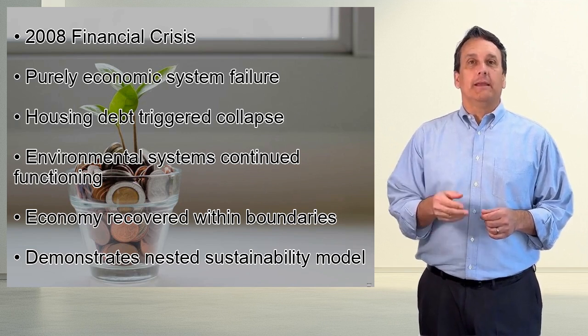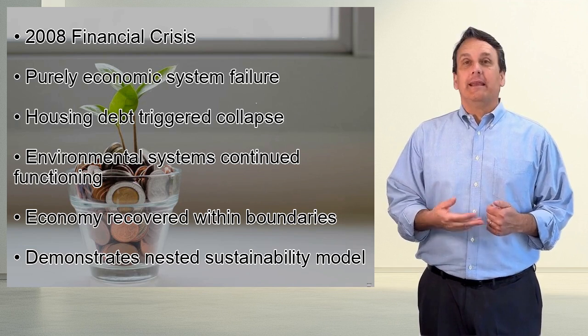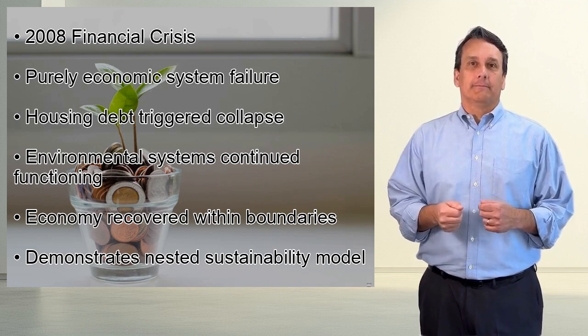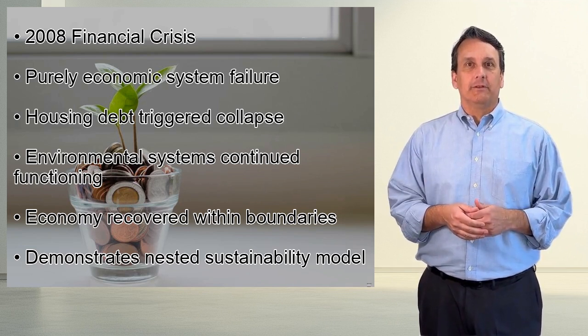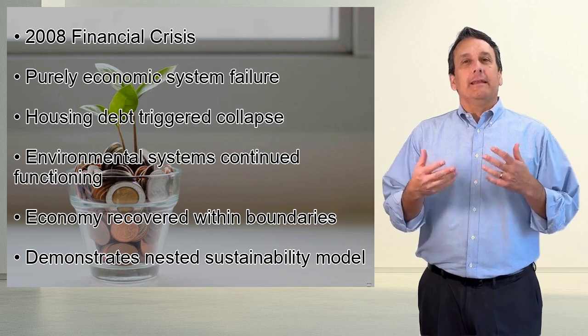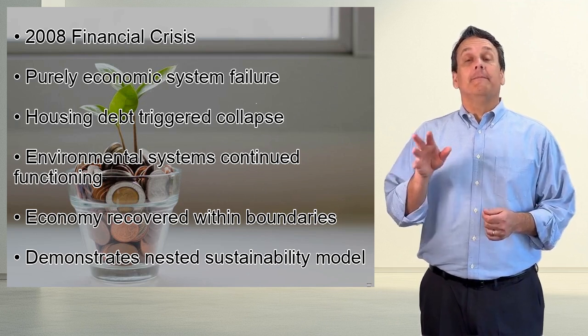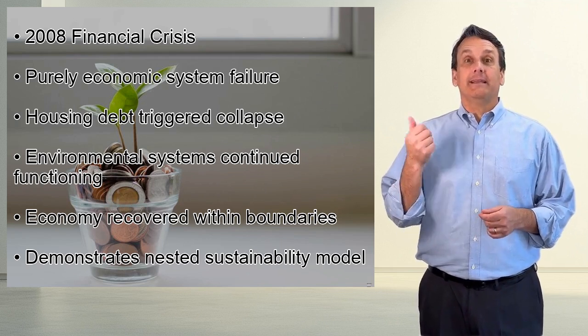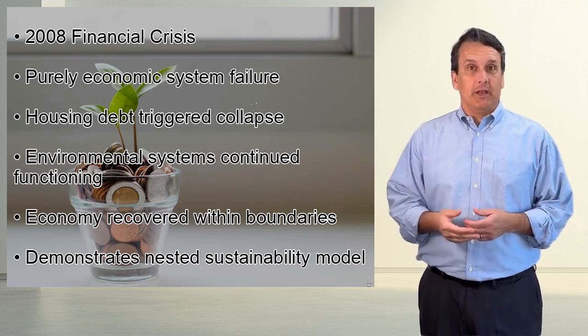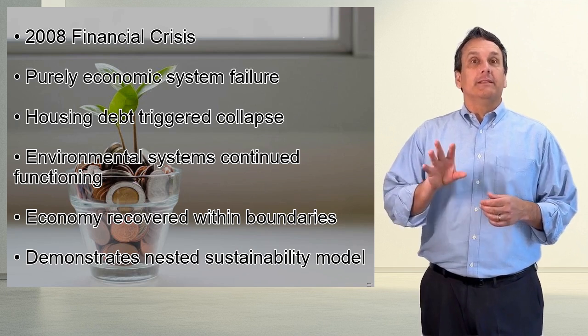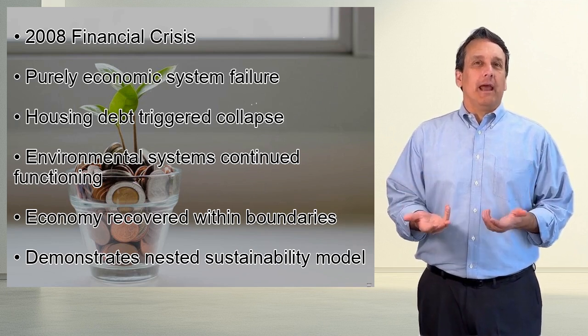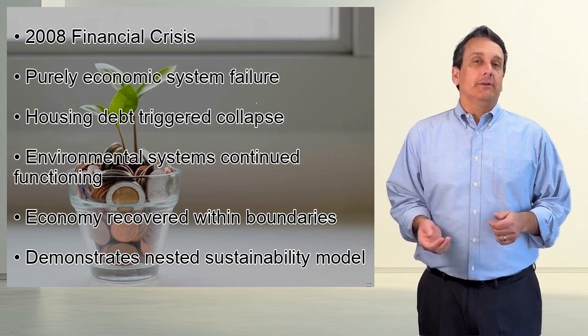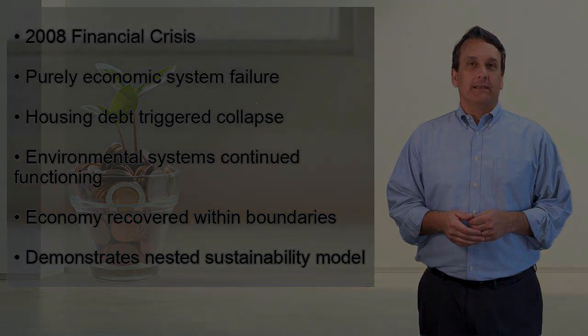Air and water quality didn't deteriorate as a direct result, and natural resources remained available. The recovery that followed demonstrated economic resilience within existing environmental boundaries. This case shows how economies exist as subsystems within both society and the environment, reinforcing the nested model, where economic failures don't necessarily cascade outward to environmental collapse, but environmental failures inevitably impact economies and societies.